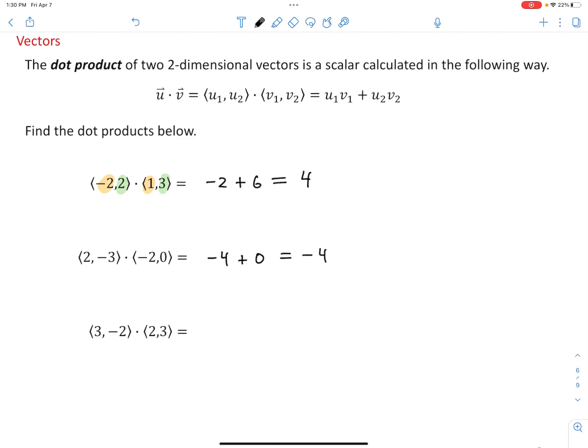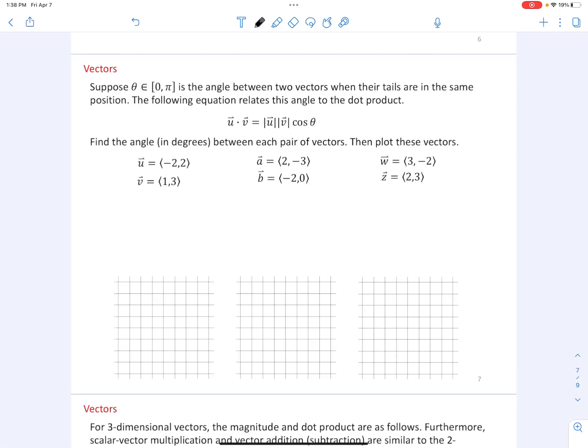And in the last case, we do 3 times 2, which is 6. And to this we add, and we do -2 times 3, and we get -6. And 6 plus -6, and we get 0. Your dot products will be positive, negative, or 0 are the possible results. Okay, let's go to the next page.